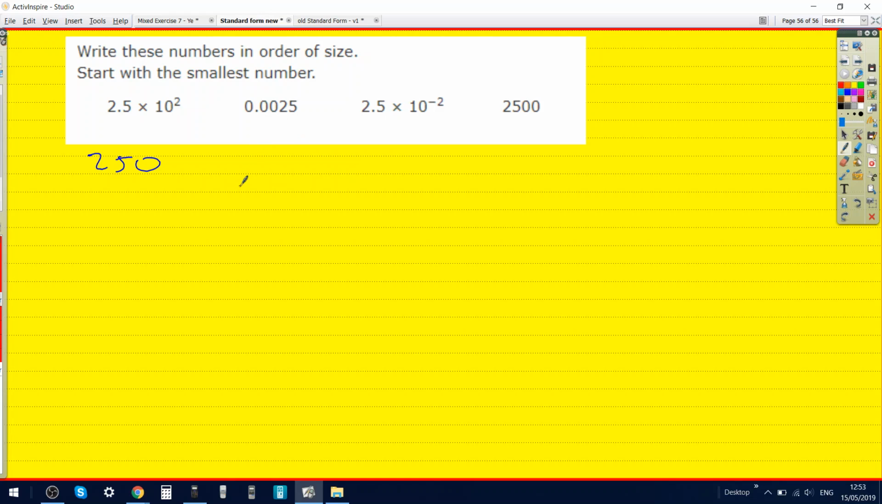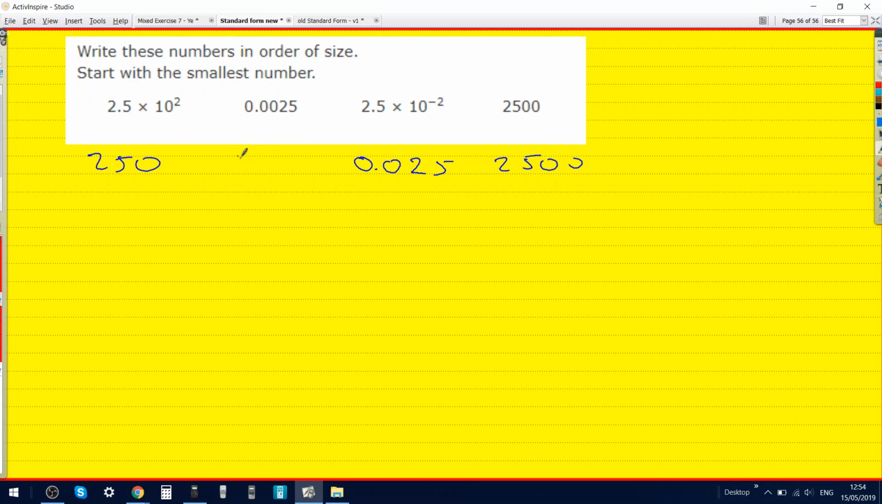The other one, so 0.025. The next one is 0.025. So now the smallest one is obviously going to be 0.0025. That's the smallest. And the next smallest would be 0.025. And then 250. Hold on.